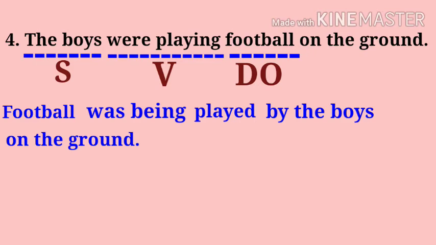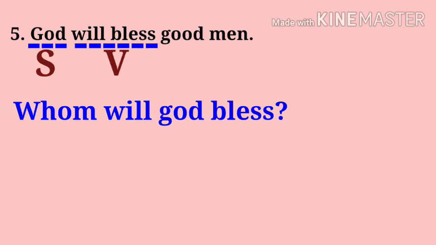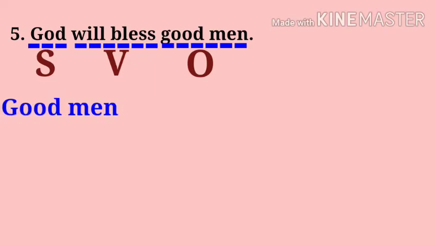Understand this much? Now the next example. God will bless good men. Now see, God is the subject, will bless is your verb. So the question, whom will God bless? And the answer is good men. Okay, so you have to start your answer with good men. Good men, and the given sentence has will bless. Okay, so the given sentence is in simple future tense.